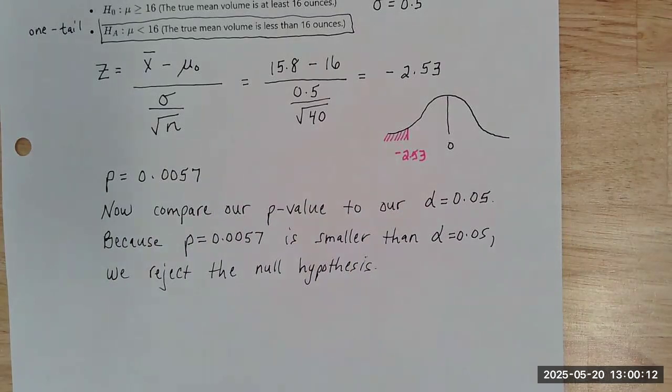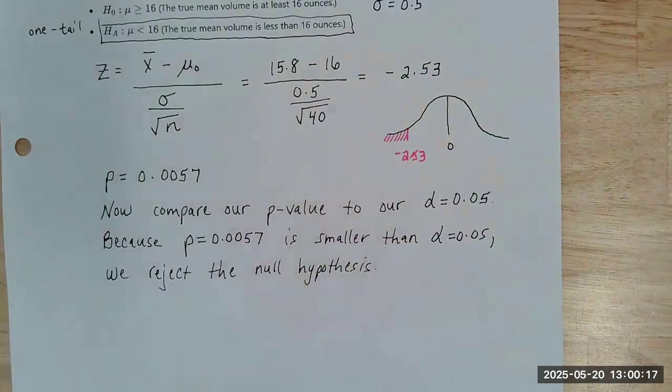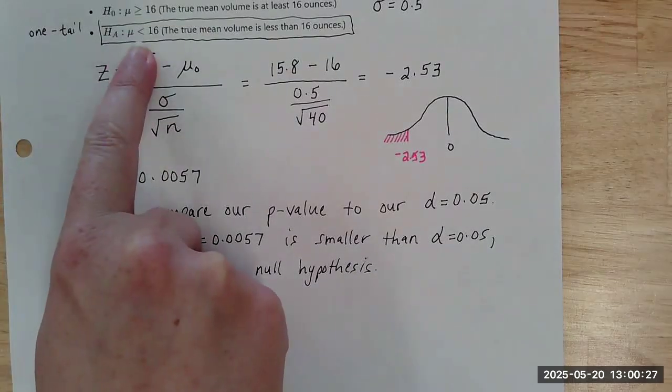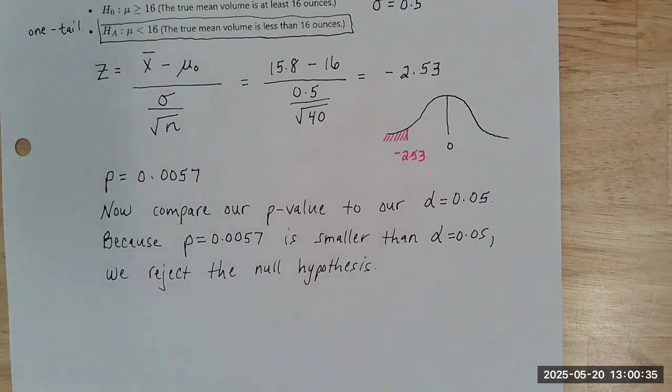Our null hypothesis was that the company was giving us at least 16 ounces in the can, but we're rejecting that. So we're saying there is evidence to suggest that the true mean amount of energy drink in the can is less than 16 ounces. Or in other words, there's evidence to suggest they're cheating you out of soda.